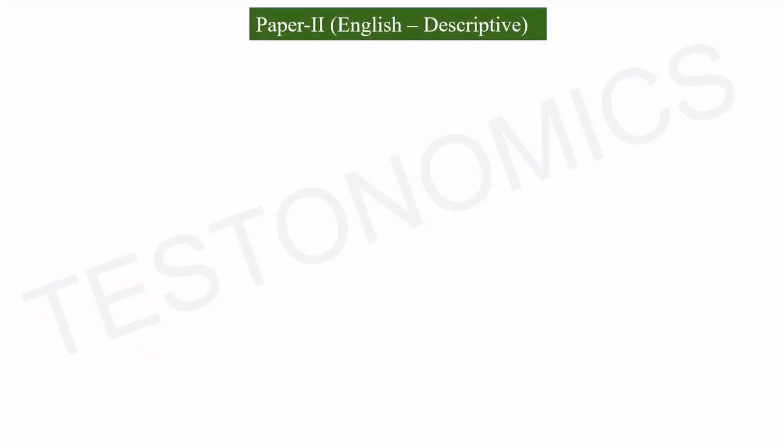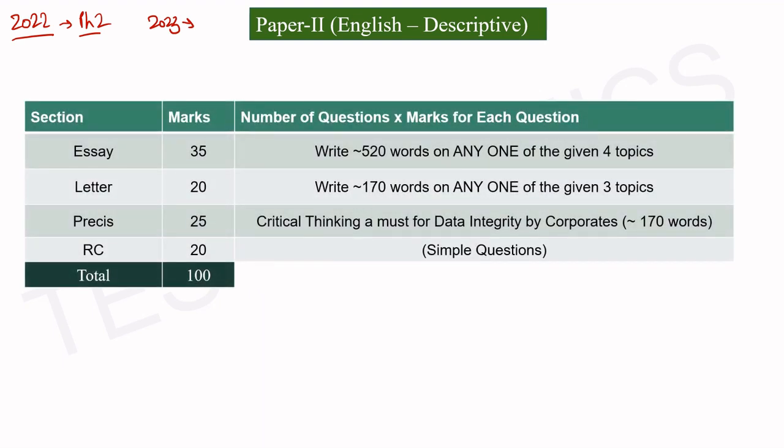Paper 2 was on English descriptive, and until last year, that is until 2022, this paper used to be a part of the Phase 2 exam. But in 2023, RBI has revised the pattern and this paper was a part of Paper 1, that is Phase 1. Okay, so these were the questions asked this year in 2023.